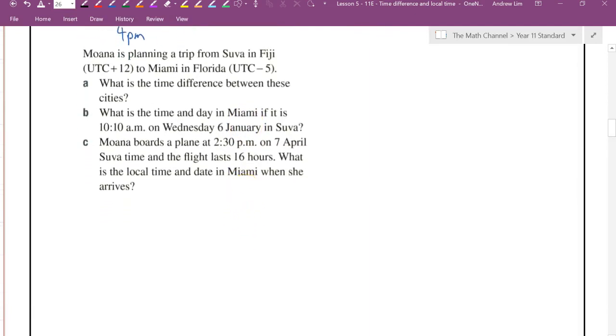Moana is planning a trip from Suva in Fiji, which is UTC plus 12, to Miami in Florida, UTC minus 5. What is the time difference between these cities? So, number line, minus 5, plus 12. Minus 5 is Miami, and plus 12 is Suva. Time difference, 12 minus minus 5 is 12 plus 5. That's 17 hours difference.